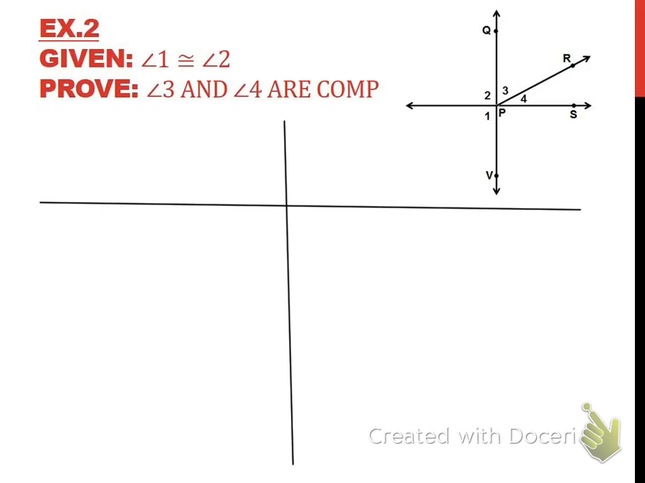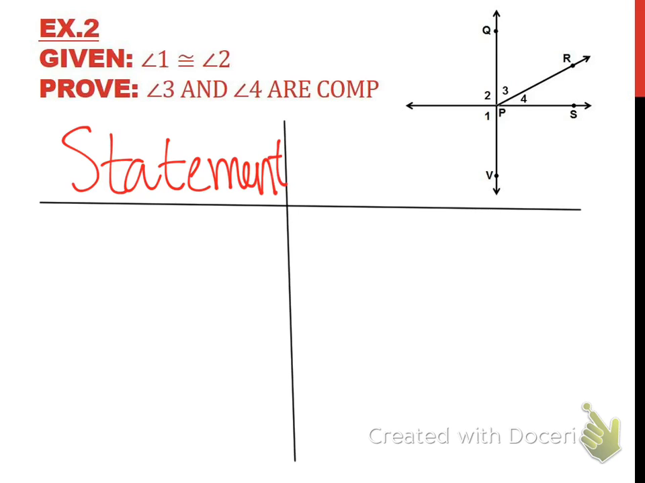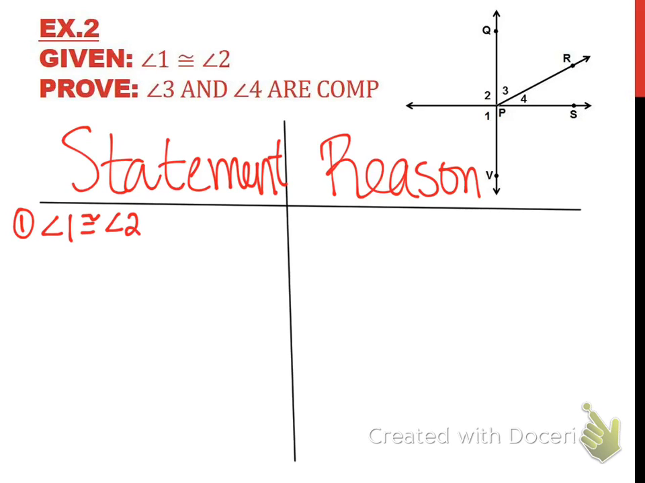Yay, proof. All right. We are told that angles 1 and 2 are congruent. So, if we're writing a proof, that's where we should begin. First statement, angle 1 congruent to angle 2. What's my reason? It's given. Wonderful.